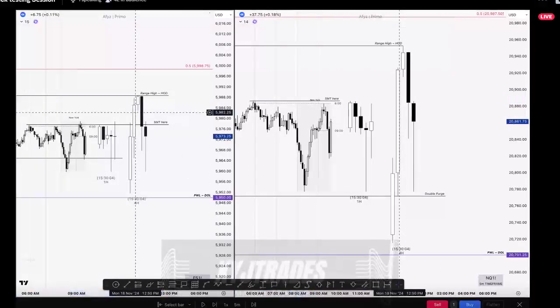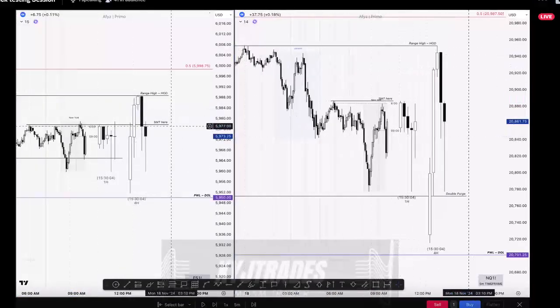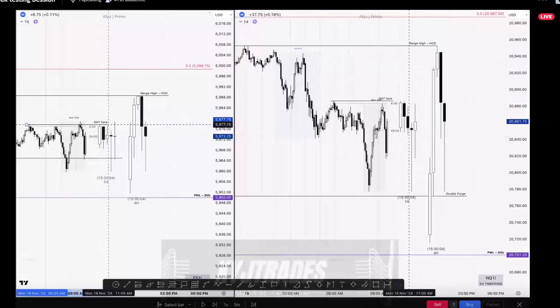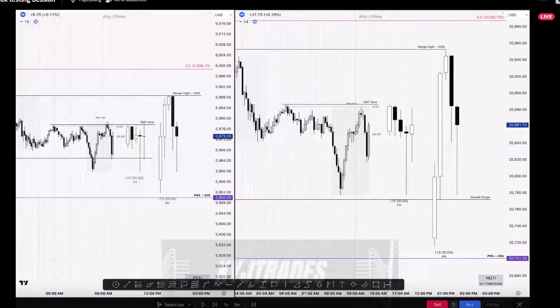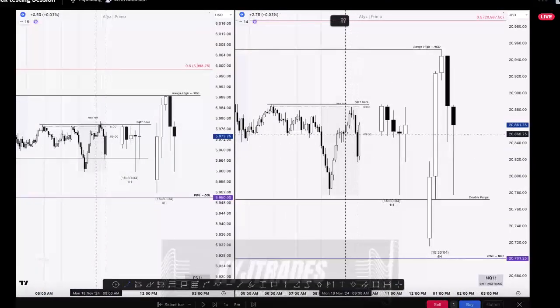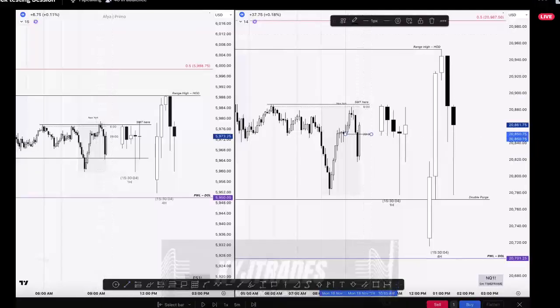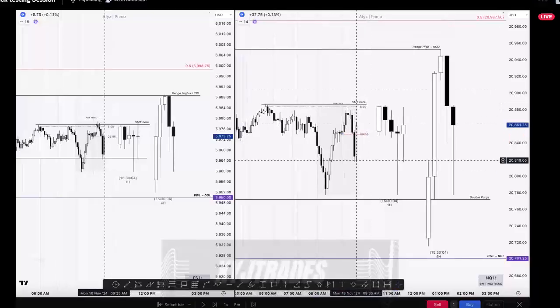I'm going to get rid of the higher SMT, and I'm going to mark out the divergence that forms at my key hourly level. I am now waiting for a change in the state of delivery, which is defined as the consecutive series of opposing candles into my key level with divergence, right?